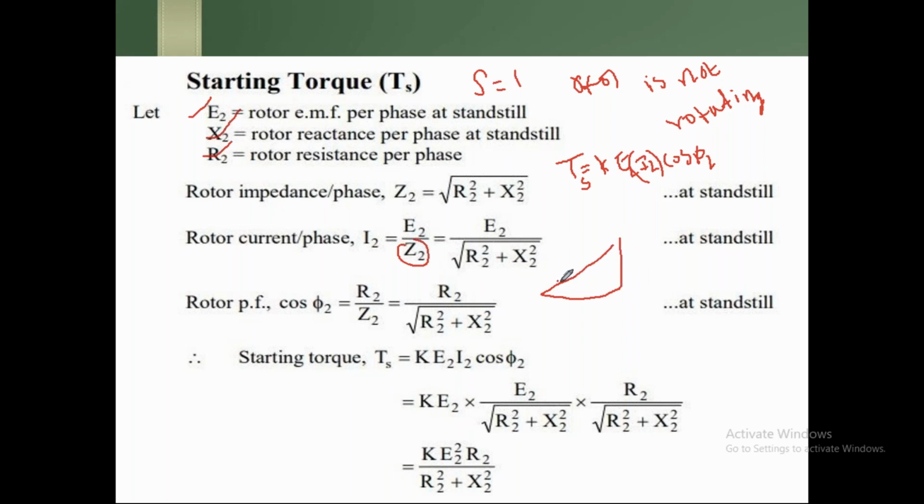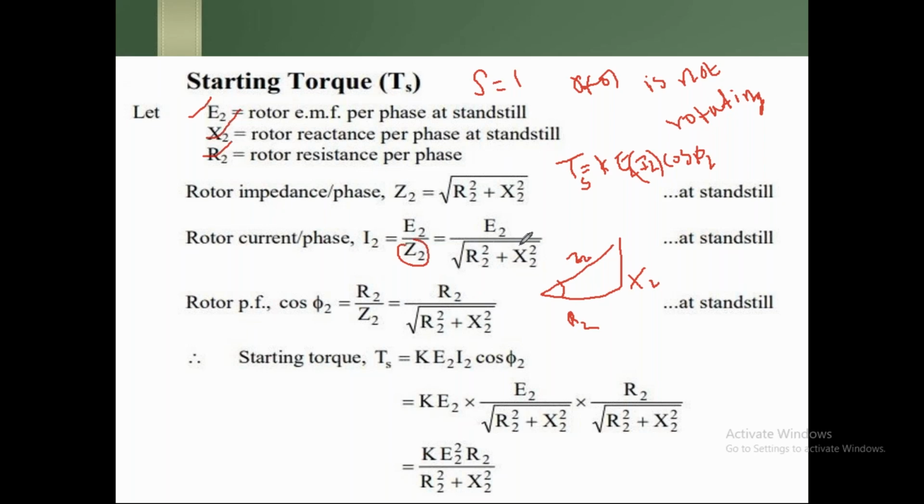right? So from the right angle triangle, you can write here R2 is there, here X2, and this is the Z2. So you can write Z2 is equal to square root of R2 square plus X2 square. So this is the expression we have to substitute in the place of I2. Next, cos phi 2. So what's the formula for cos phi 2? Adjacent side divided by hypotenuse, R2 divided by Z2. So R2 divided by square root of R2 square plus X2 square.